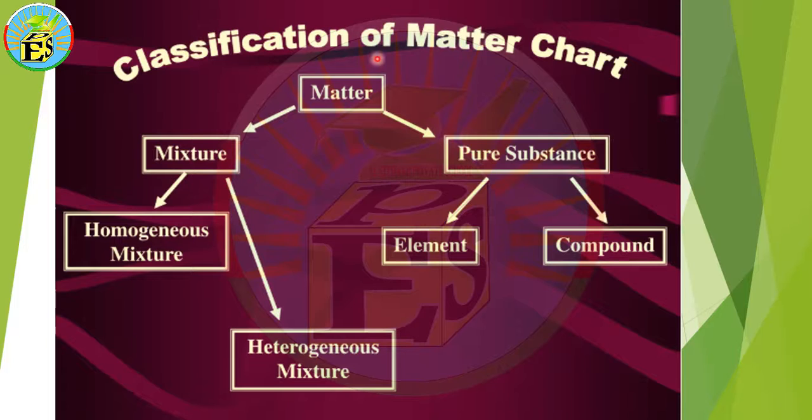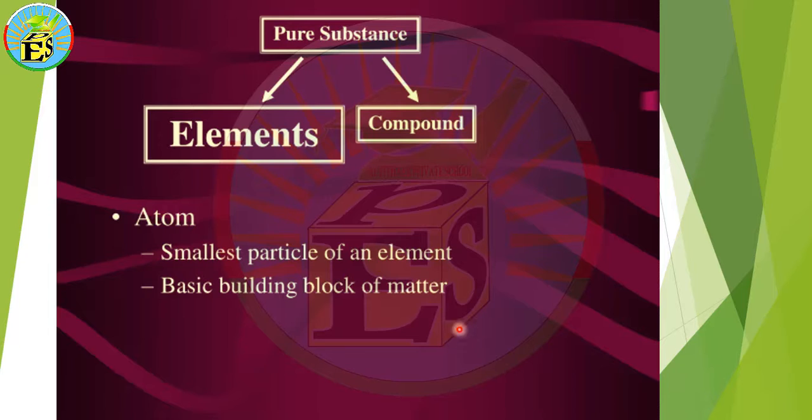Classification of matter chart. Matter is divided into mixtures and pure substances. Pure substances may be elements and compounds. Mixtures may be homogeneous mixtures and heterogeneous mixtures. Pure substances: element and compound.